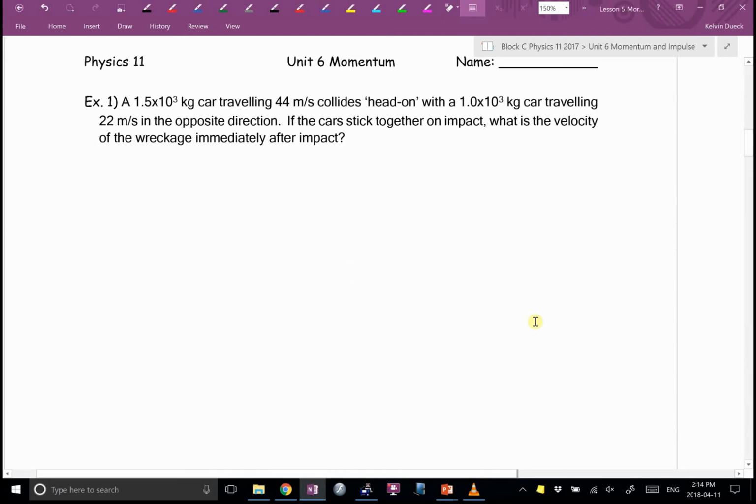Here's the kind of questions I'm going to throw at you at a test. A car traveling 44 meters per second collides head-on with a car traveling 22. You know what? I'm going to underline in the opposite direction. What does that mean? I'm going to have to let one way be positive and one way be negative. Mateo, decide. Do you want the first car going positive or the second car? The 44 positive or the 22 positive? Pick. So let's put a plus right here to notice that we caught that. Let's put a minus there.